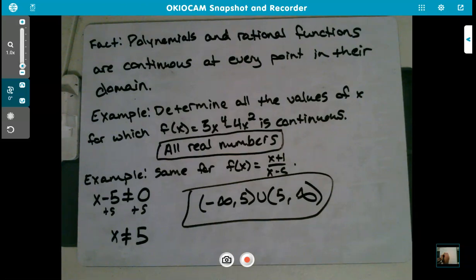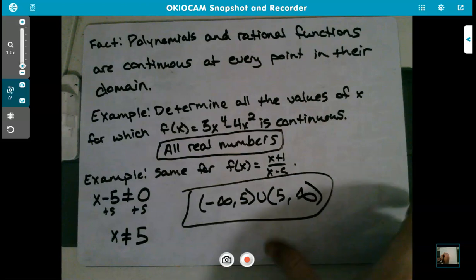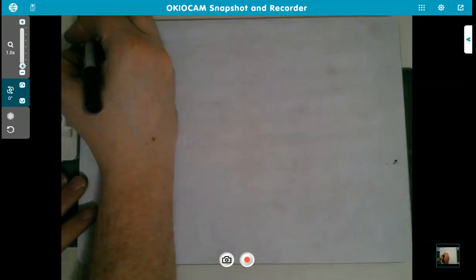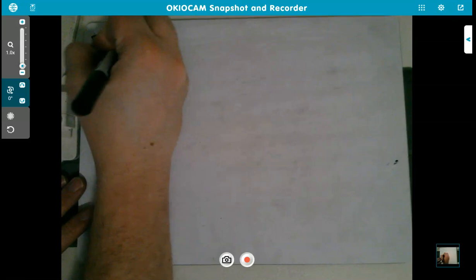So now that we know how to find where a function is not continuous, that's what we just did right here, we have to now learn what the different types of discontinuity are, because there are different types. Okay, there are actually 3 types. These are the types of discontinuities.